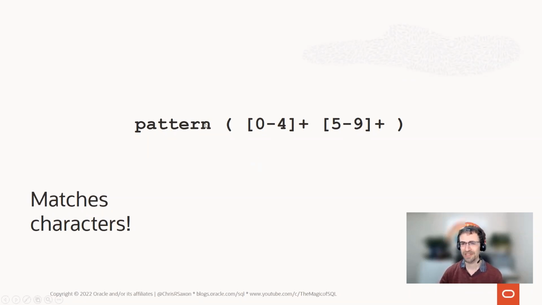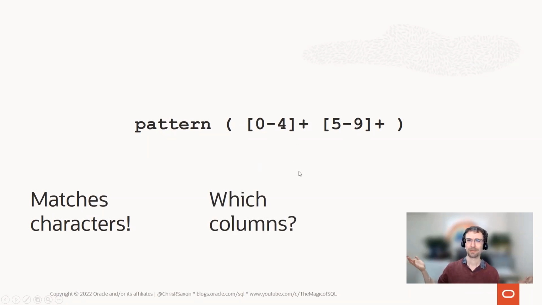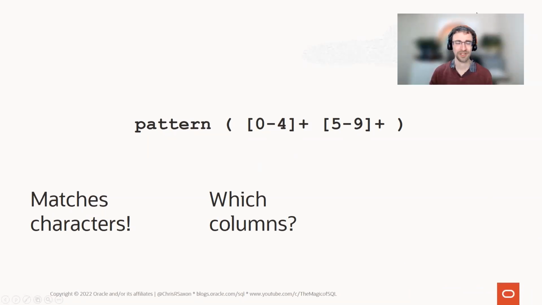Another reason we can't really do this with pattern matching is that we've got some numbers here, but where do those numbers actually come from? What do they mean? What's going on with them? Which columns do they come from?